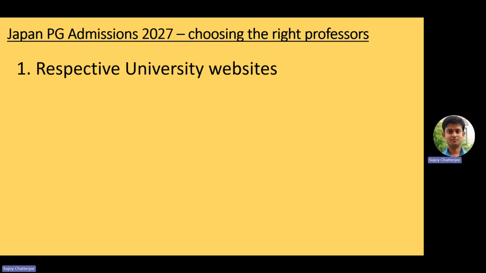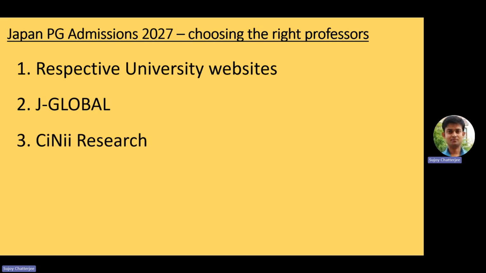First is to find professors on the respective university website. We will go through each of these in detail, but to list them, the first one is searching for professors on the respective university websites. The second is the J Global portal, which is a research database. Similarly, the third one is CiNii Research, and the fourth is researchmap.